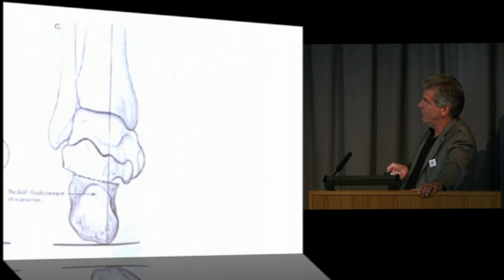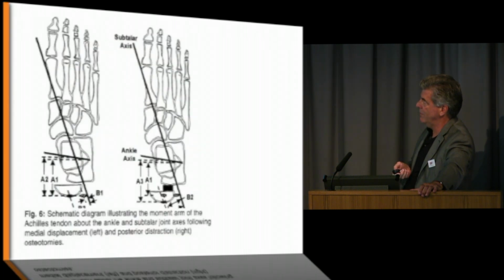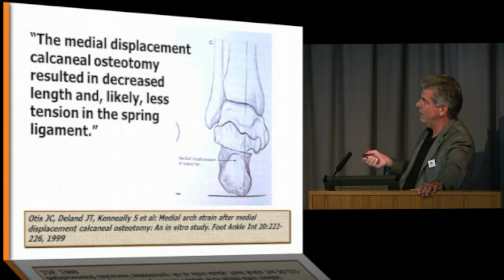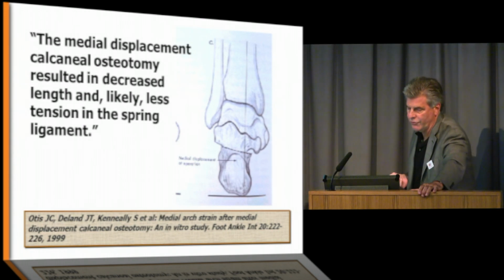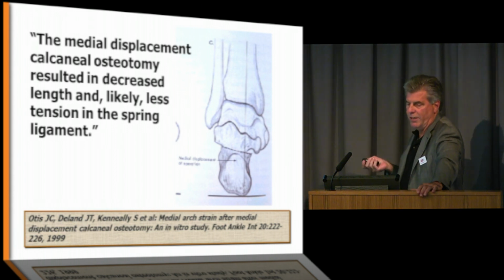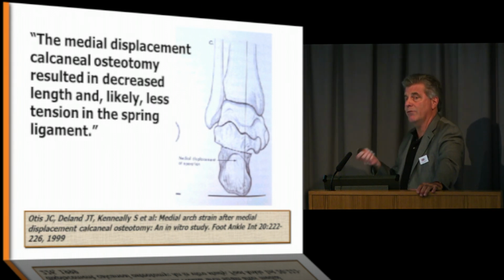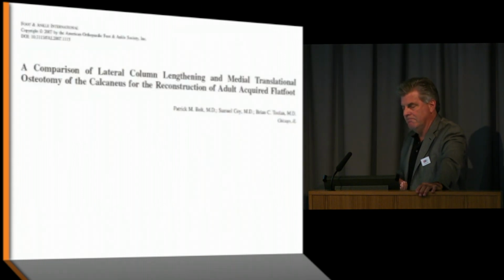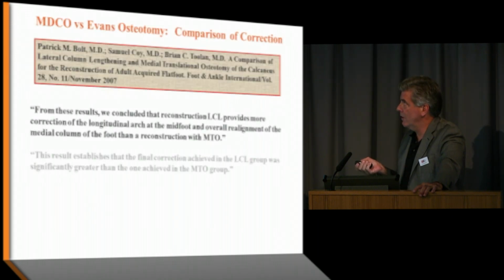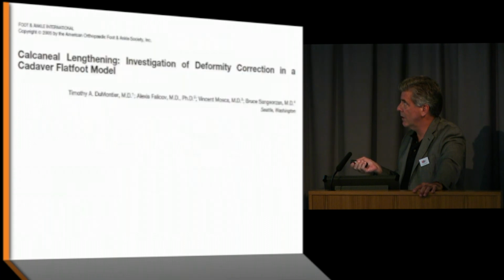So these are our favorite surgical procedures. I already showed that. And they've been studied extensively, both clinically and, interestingly, on ligament tension. This study by DeLand showed that when we do a medial displacement calcaneal osteotomy and twist the plate, we reduce tension on the spring ligament. But what about the other ligaments in the foot?